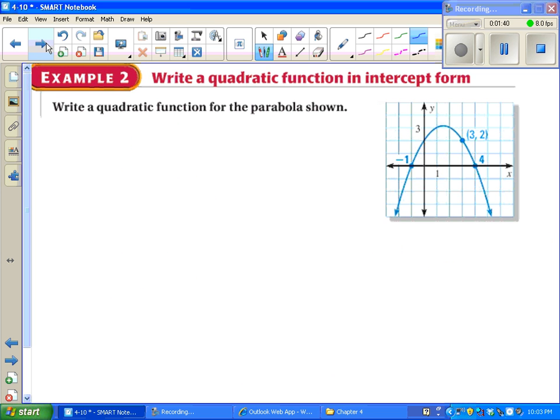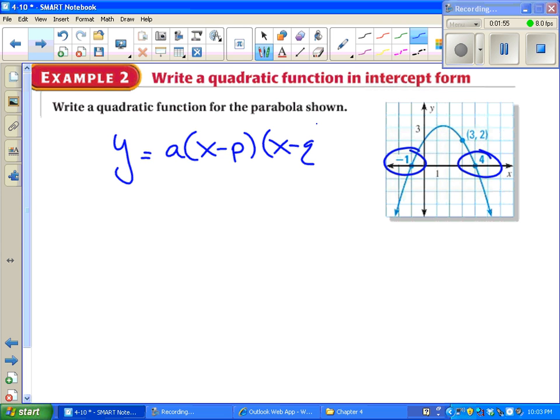Next up, write a quadratic equation for the parabola shown. This time we're given x-intercepts. So you might think to use intercept form, which would be a great idea. Go ahead and pause the video, try to plug in the correct numbers, and then use that given point, 3, 2, to solve for a.